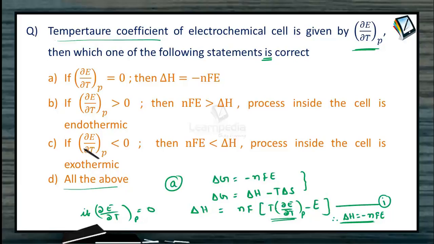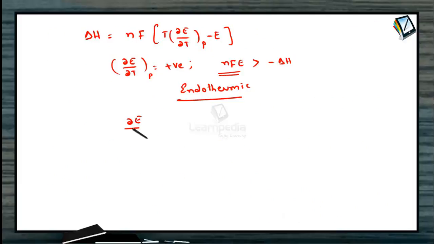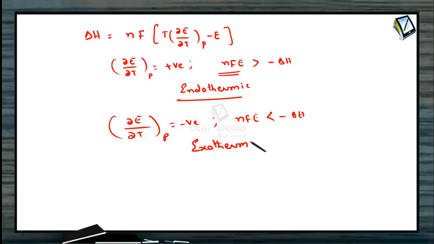And if you observe the C option carefully, ∂E/∂T at constant pressure is less than 0, then nFE is less than minus ΔH. In other words, it's exactly opposite. So when this is endothermic, this automatically becomes exothermic. So the C option is also right. In the case of the C option, when ∂E/∂T at constant pressure is negative, then nFE is less than minus ΔH, and the process becomes exothermic. The temperature of the cell will increase. So therefore, the C option is also right.